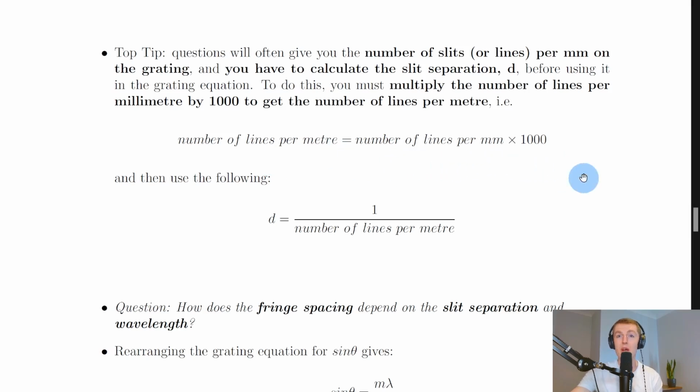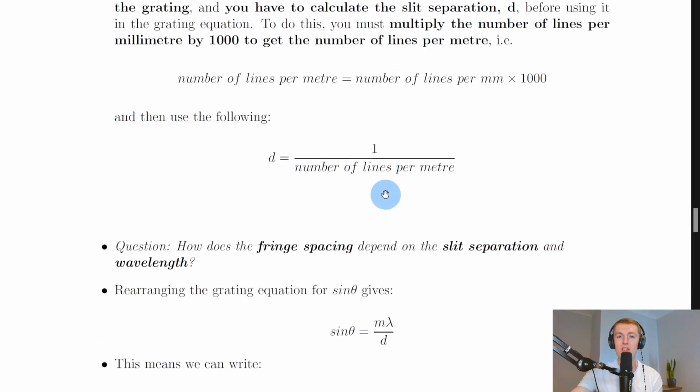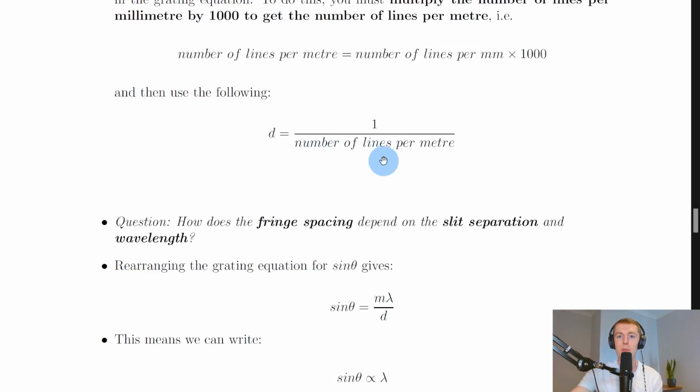But sometimes the question will give you just the number of lines per meter instead of the number of lines per millimeter, and therefore you don't have to multiply by 1000. You would only need to do this following part here to find d. So once we have the number of lines per meter, we can then use the following equation. d = 1 / (number of lines per meter).